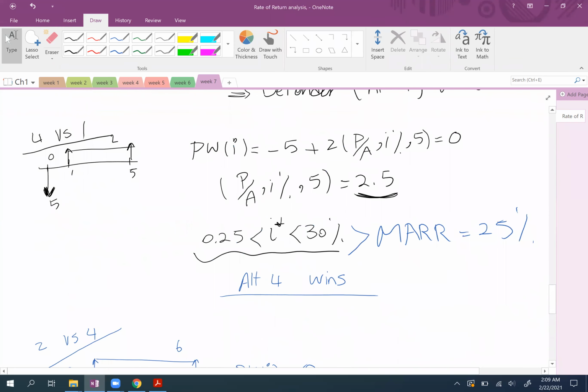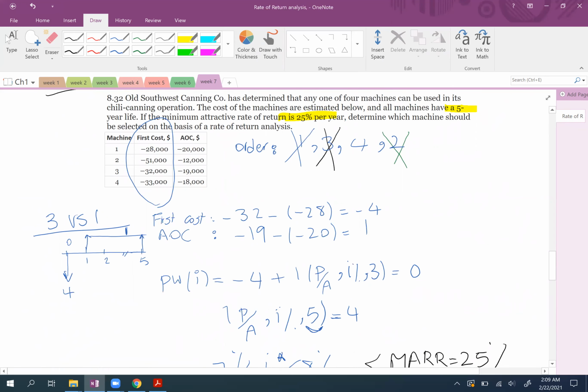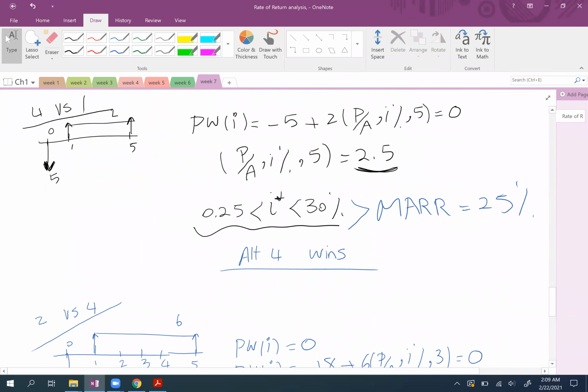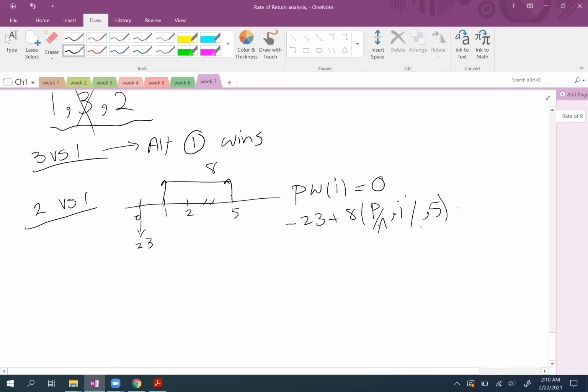2 versus 1, I have not done this before. Look at here, I don't have 2 versus 1. 2 versus 1 is negative 51 minus 28 and negative 12 minus 20. So I will have these 5 years and it will be 8 here and 23 here. Again, calculate the present worth as a function of I, set it equal to 0 to determine the rate of return. So negative 23 plus 8 times P given A, I% and 5, and I will set it equal to 0.